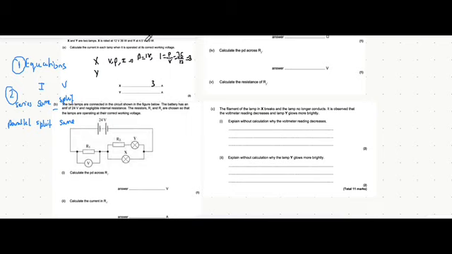Because we're also given the power and voltage across Y, we can find the current using the same formula. In this case, it's power of 2 divided by voltage of 4.5, which will give you 0.44 amps to 2 decimal places.